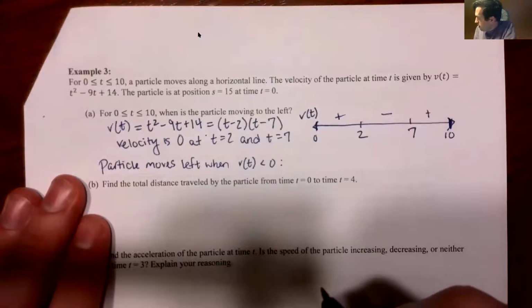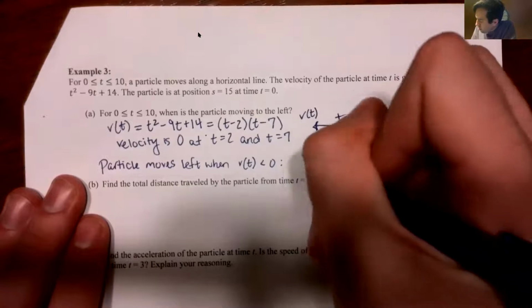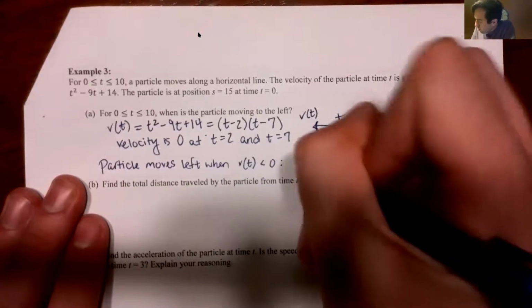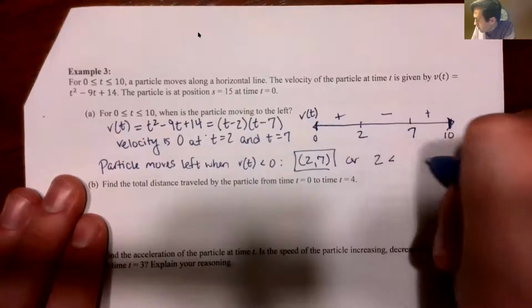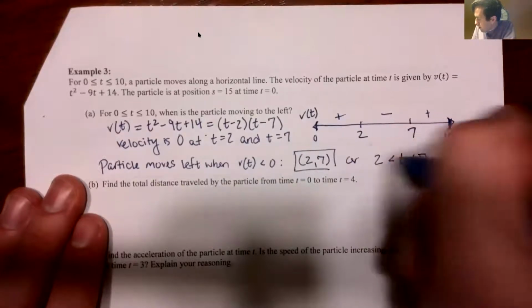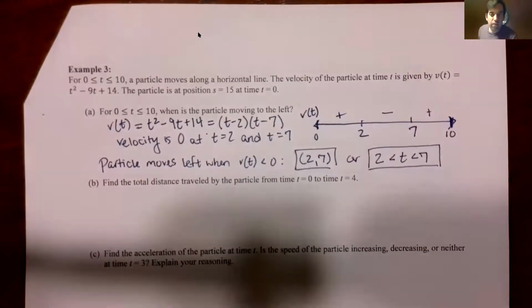So when are we less than 0? The interval from 2 to 7. So you could write that in interval notation, or you could write 2 is less than t is less than 7. Both of those are valid ways of writing that that's when the particle is moving to the left.